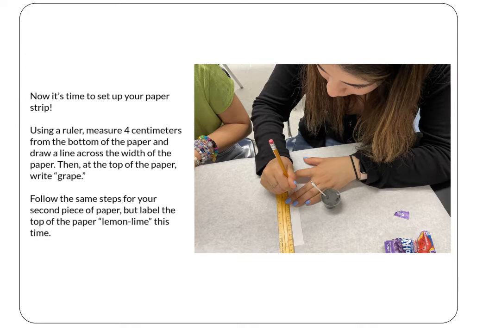Now it's time to set up your paper chromatography strip. Using a ruler, measure 4 centimeters from the bottom of the paper strip and draw a line across the width of the paper. Then at the top of the paper, write grape. Then follow the same instructions for your second piece of chromatography paper, but label the top of this paper lemon lime. You can see a picture of this in your camper instructions.